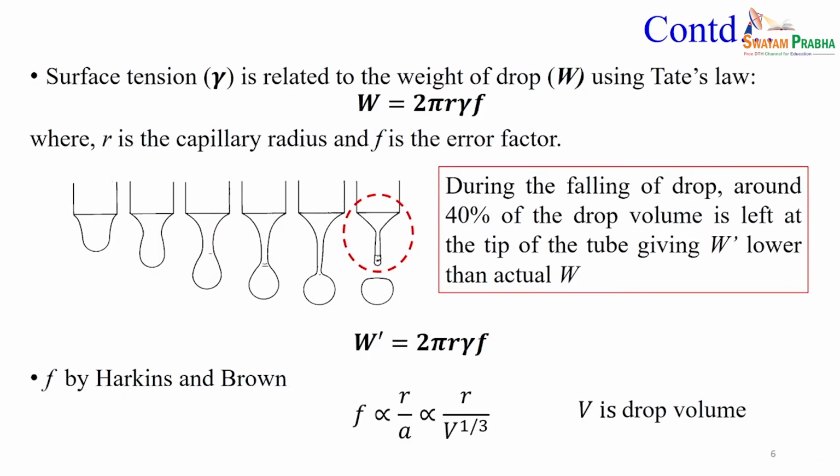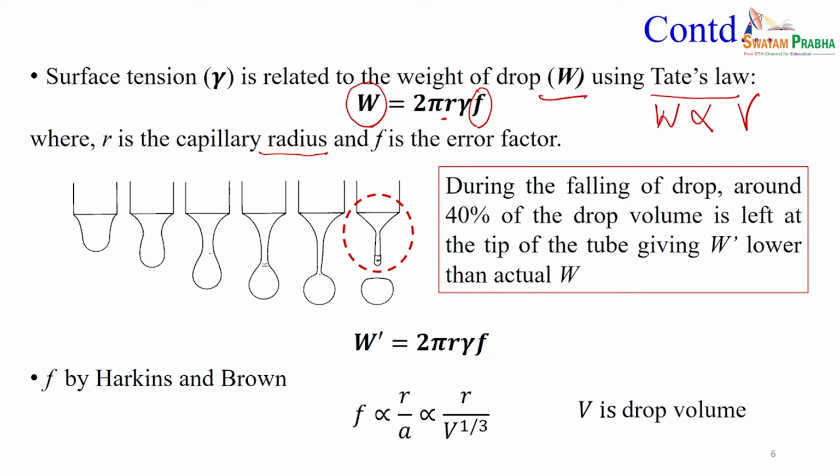Once the weight of a particular drop is known, W, then we can calculate the surface tension using Tate's law, which says that the weight of a drop is directly proportional to the surface tension. Here R is the capillary radius, and again you see there is an extra term called F. F is known as the error factor or the correction factor.